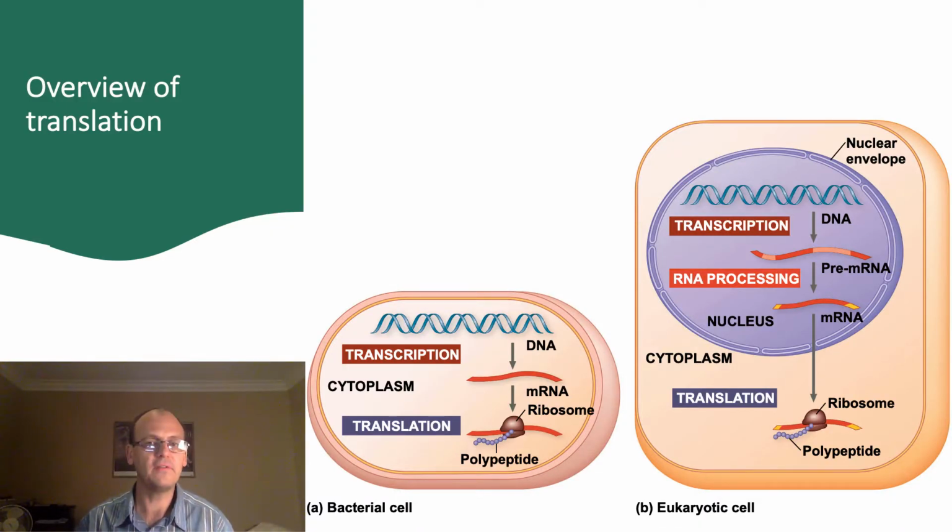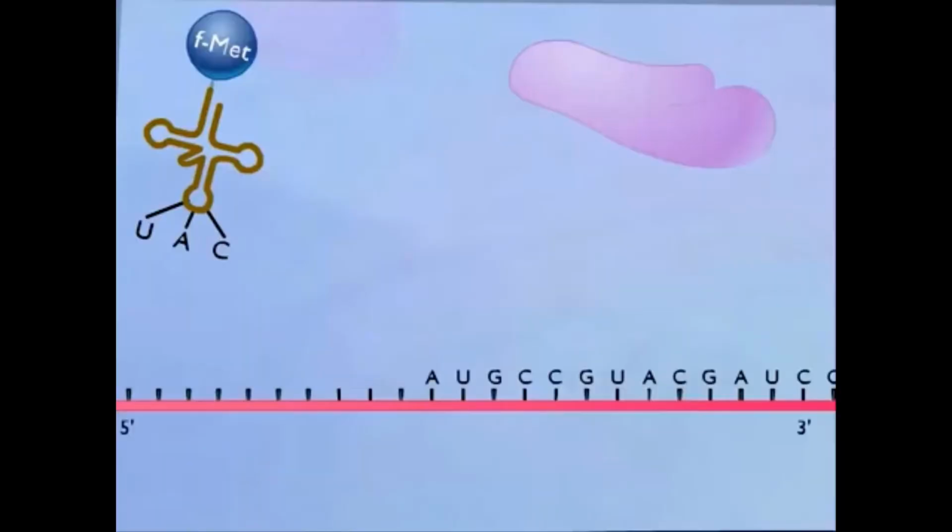Now, in previous lessons, we've looked at the central dogma and how information is stored as DNA and then transcribed into mRNA before being translated into protein. So remember that translation involves using the code that has been written onto mRNA from DNA in order to build polypeptides. We're going to be looking at it specifically for prokaryotes, but it's essentially the same in eukaryotes.